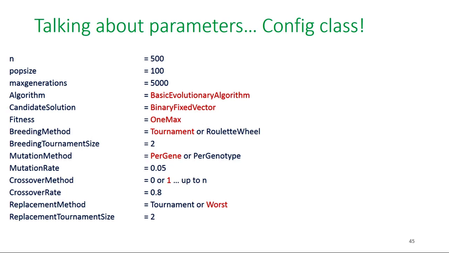And then replacement method, we talked about that. We could use, again, a K-tournament. That's very feasible. Right now, we're going to implement something simpler. We're just going to take the worst fitness individual out of the equation. Okay? And if we were implementing tournament, then we would need a tournament size. So the names here can all be modified.